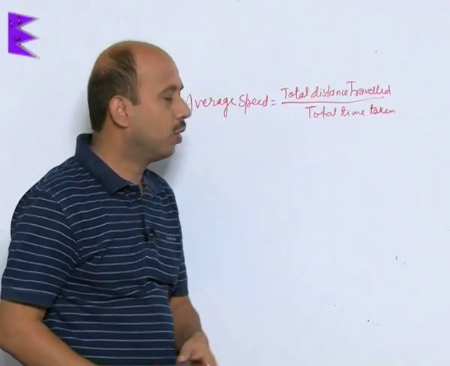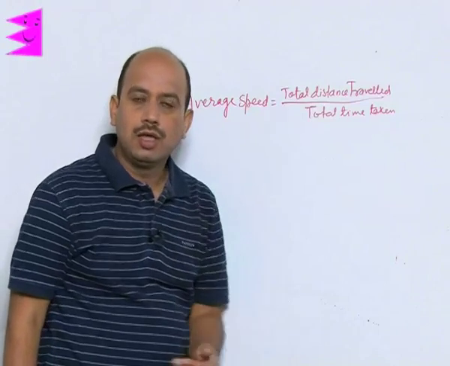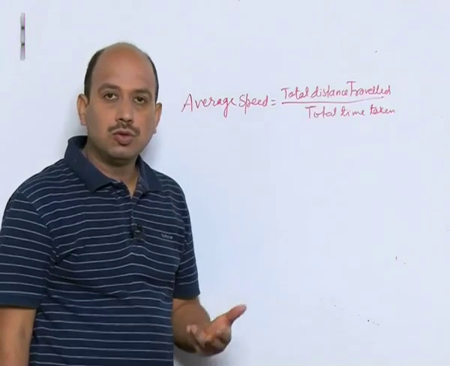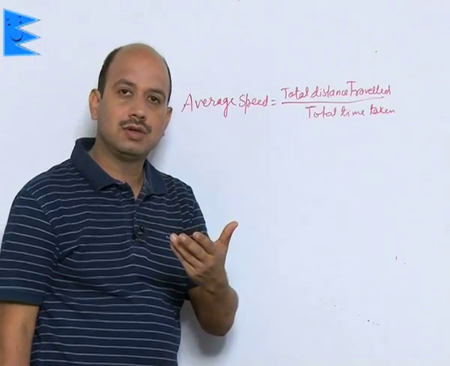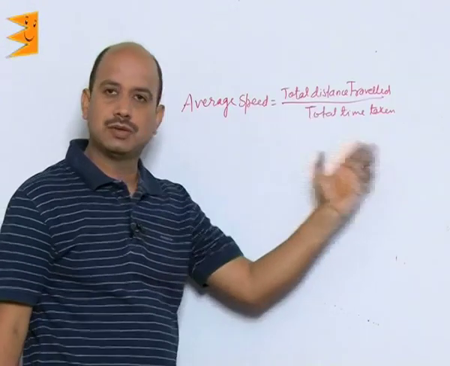Suppose you are moving from one place to another. Suppose you are going from Delhi to Agra, and you have taken 4 hours. So, you just find the total distance travelled and then divide by the total time taken, and you can get average speed.